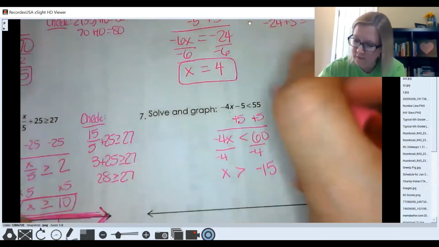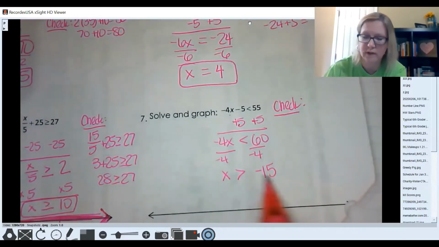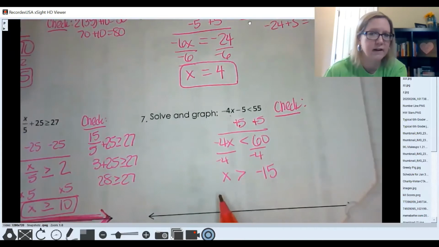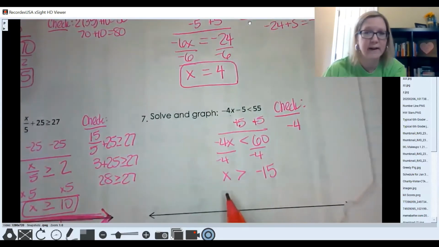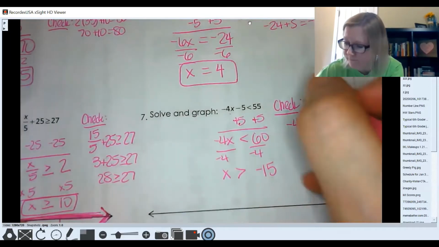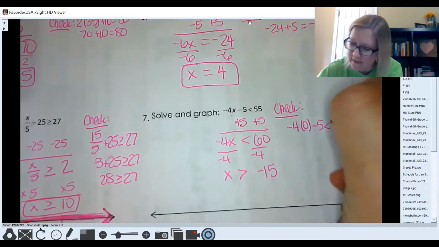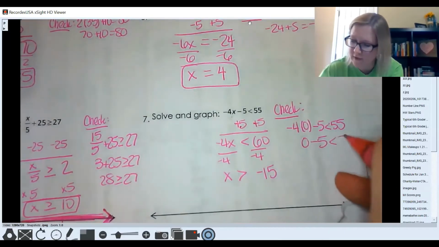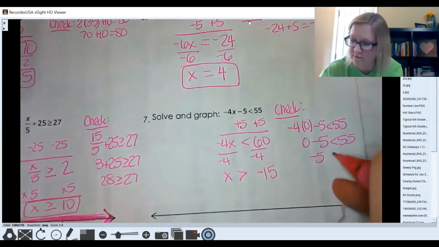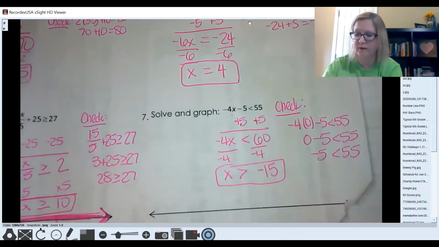All right, so now to check it, I'm going to choose a value that would be true here. Well, 0 is greater than negative 15, so 0 is what I'm going to use. But again, you could use any value that is greater than negative 15. All right, so negative 4 times 0 minus 5 is less than 55. Well, negative 4 times 0 is 0, minus 5. So that gives me negative 5 is less than 55. That's true. So this right here is correct.